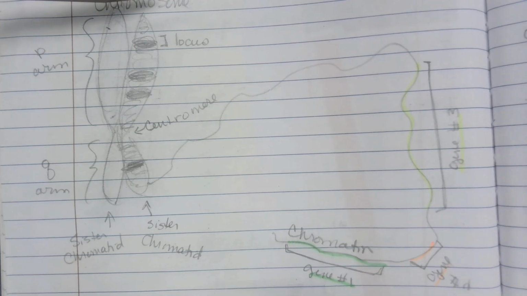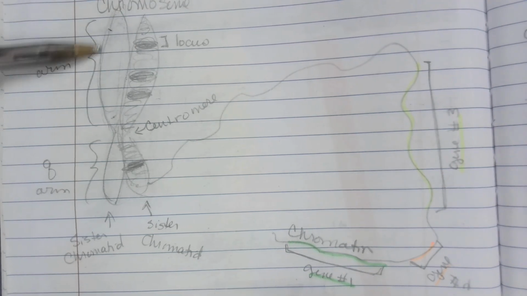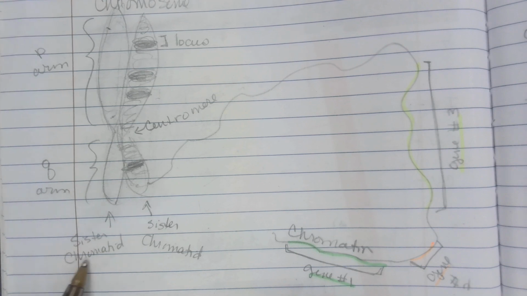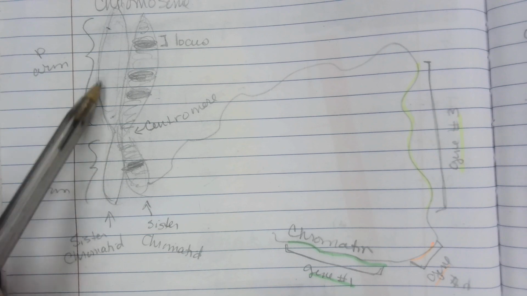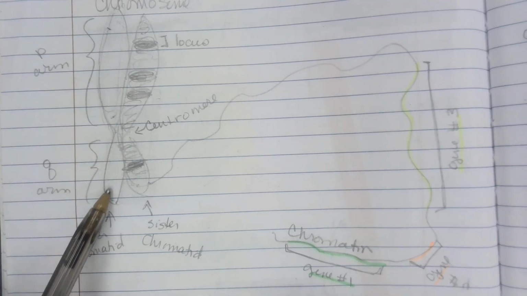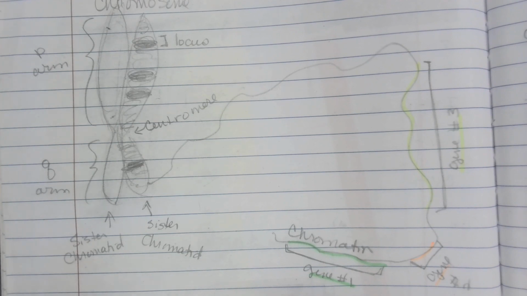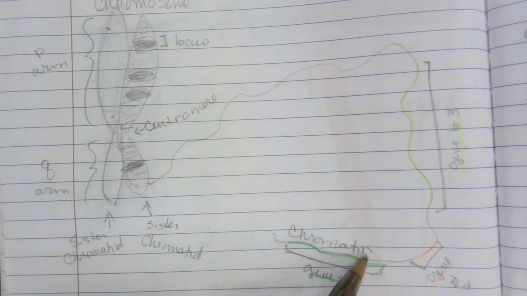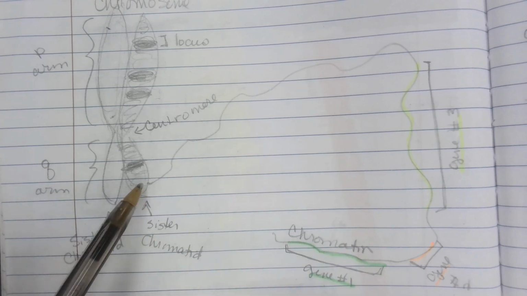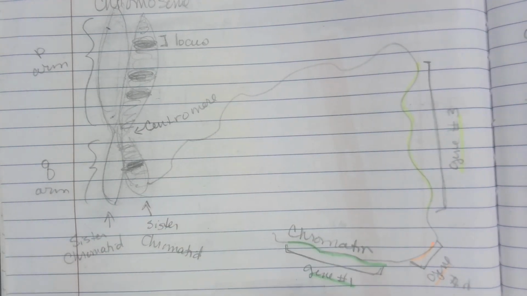A chromosome is the structure. A chromatid is a duplicate or a copy. This is a chromatid and this is a chromatid, so this is a copy of that. They're exactly the same. Chromatin is the DNA strand. So this is the DNA strand, which is chromatin.